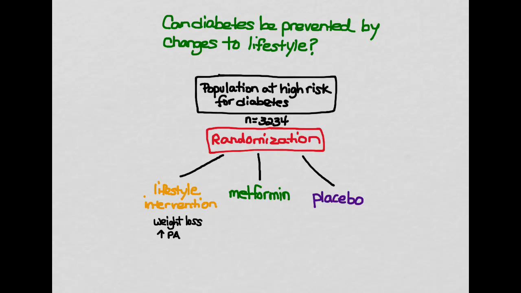Okay, so here's the design of the diabetes prevention program study that we talked about, and people were randomized into 3 different intervention arms. The first one was a lifestyle intervention where they were expected to lose 7% of their weight and exercise 150 minutes a week of moderate level physical activity. And so they were given lots of education and support to do that, but that was the intervention. It was losing that much weight and having that much physical activity per week.